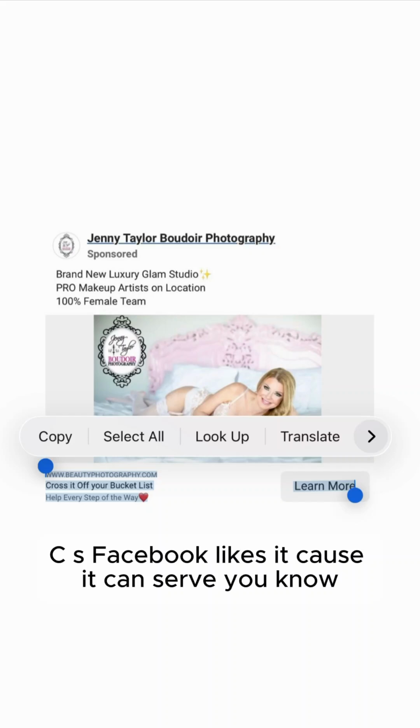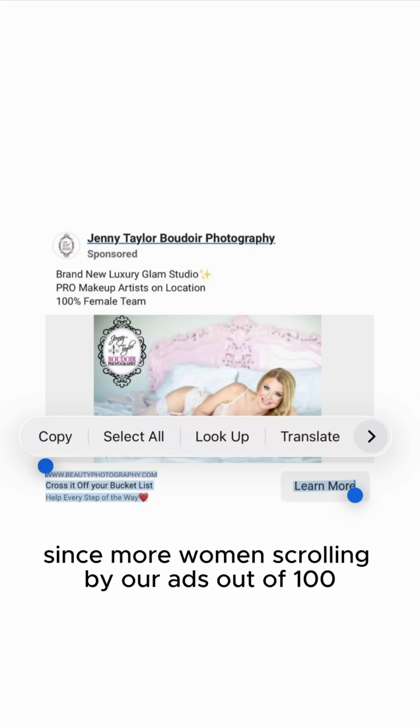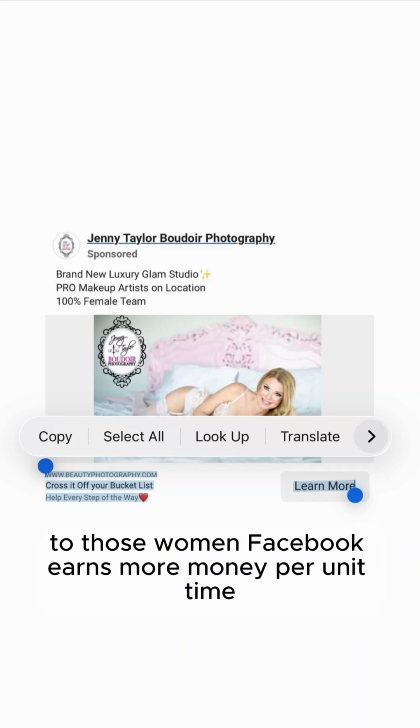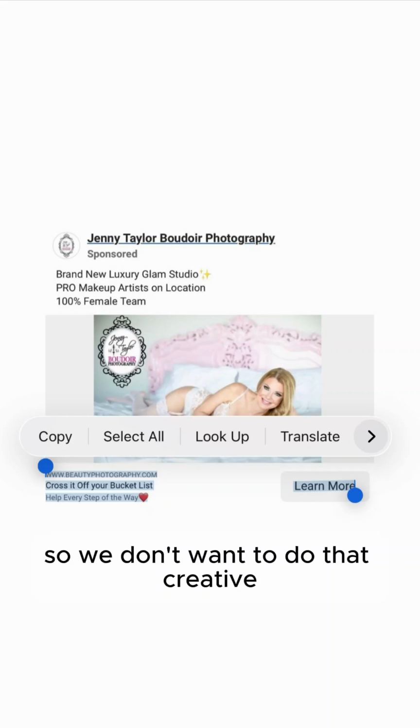Facebook likes it because, with more women scrolling by our ads out of 100, Facebook can serve more ads per unit time to those women. Facebook earns more money per unit time. So we don't want to do that.